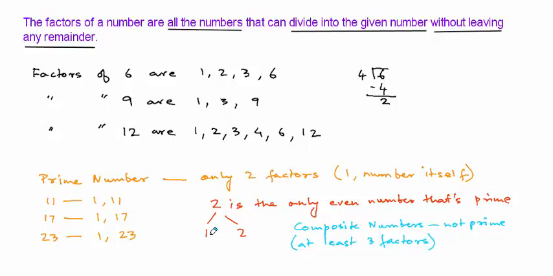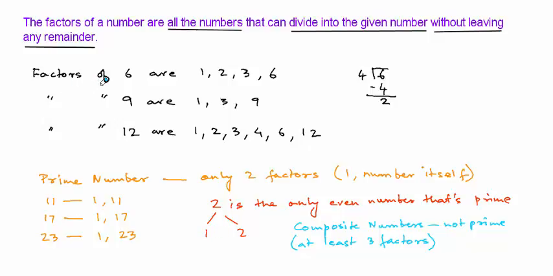Now how about the number 1? What are the factors of 1? Well, 1 has got only one factor, 1. So it neither qualifies as a prime number nor as a composite number. 1 is the only integer that's neither prime nor composite.